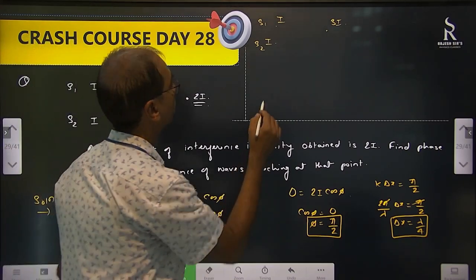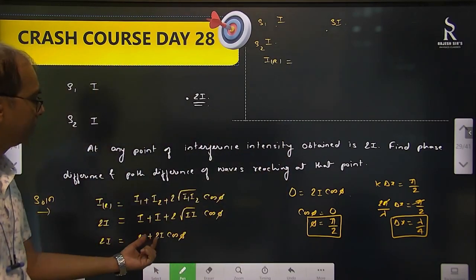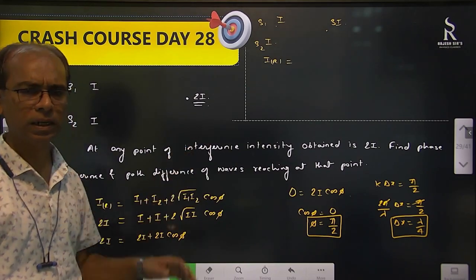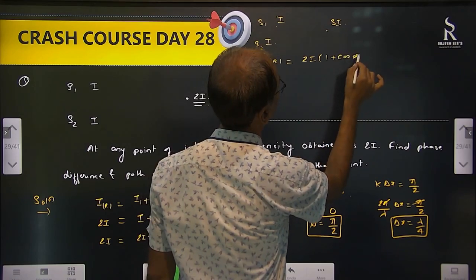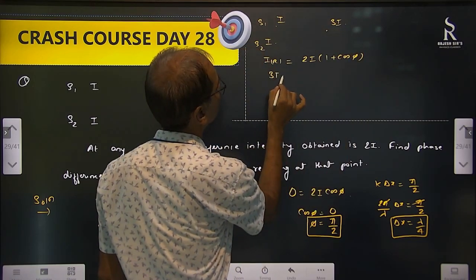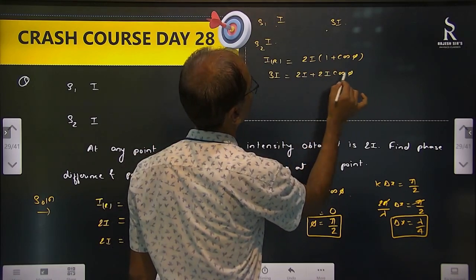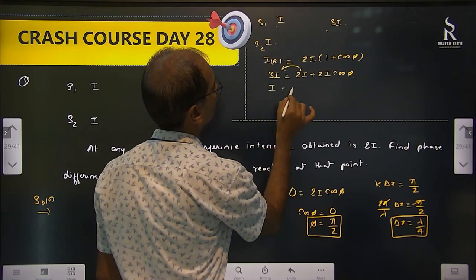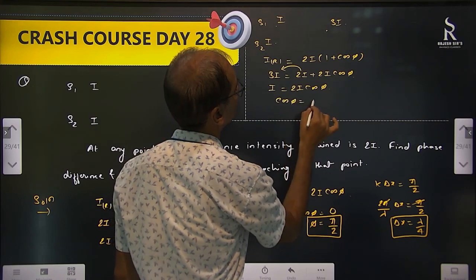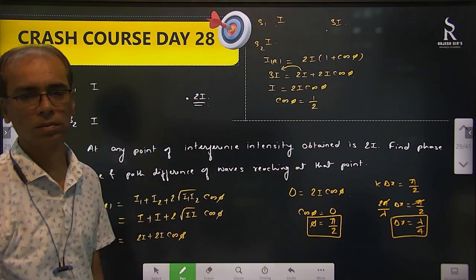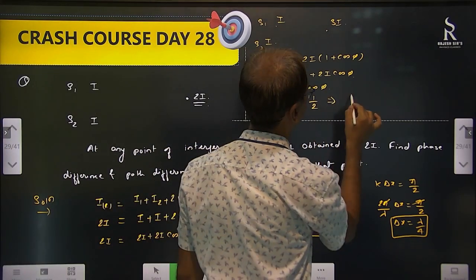So what will you do? I resultant. Now I resultant is what you see? 2I plus 2I cos phi. Shall I write directly? 2I into 1 plus cos phi. But what you want should be 3I. So 3I equal to 2I plus 2I cos phi. This comes over here, this is I equal to 2I cos phi. That means cos phi is 1 by 2. Cos phi is 1 by 2 means 60 degrees, phi is 60 degrees.